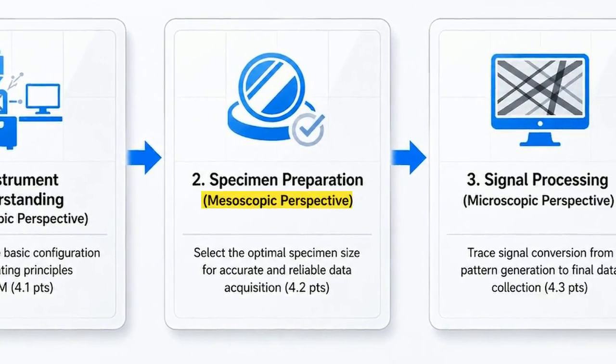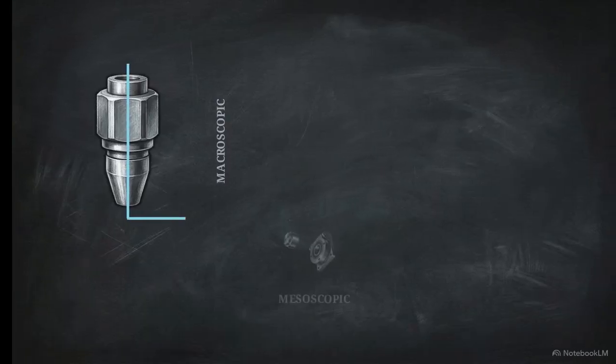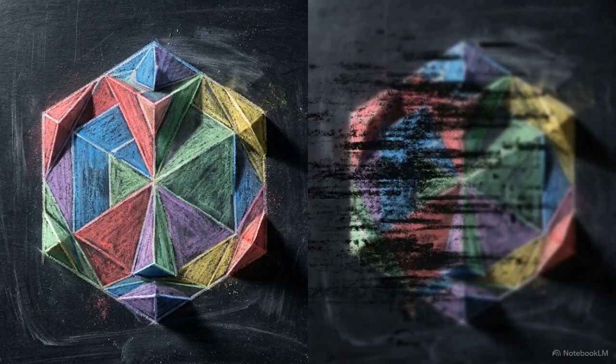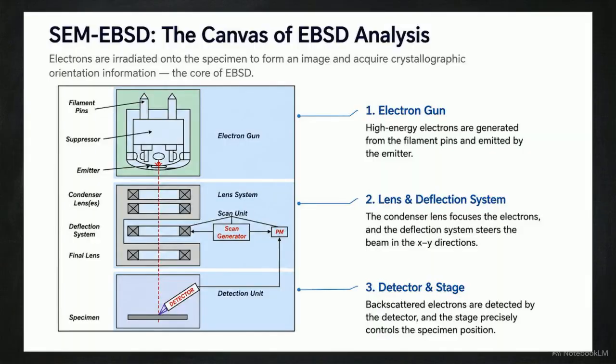Capturing precise EBSD data requires strict control across three separate length scales. You have to operate the macroscopic hardware of the microscope, manage the mesoscopic geometry of the sample stage, and understand the microscopic quantum physics of electron scattering. There is a continuous dependency from one end of this pipeline to the other. Ignoring the physical constraints in any single one of these domains yields heavily distorted texture data or results in catastrophic damage to the equipment.